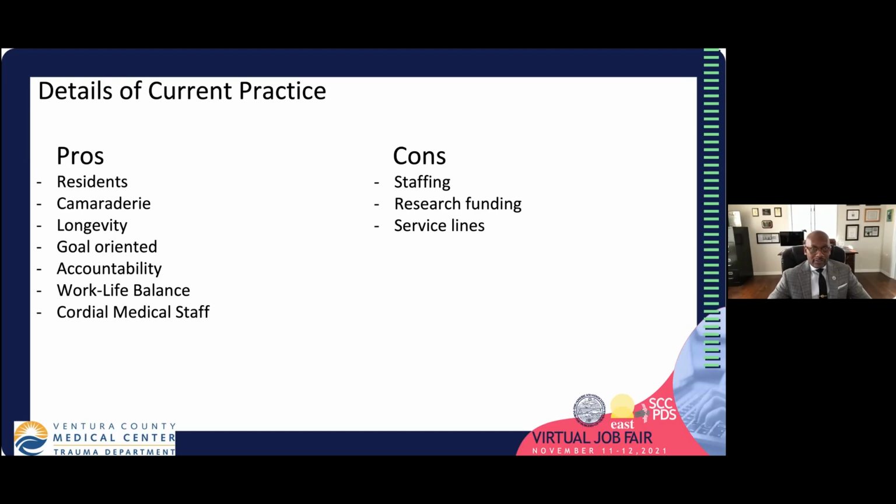Now, some of the cons are staffing. Everyone has problems with staffing, and ours ebbs and flows, and we tend to work along with the administration to push for the staff that we need. And we lack research funding. We do research, but we're trying to push to get that incorporated into our algorithms so that we can do more of it. And then service lines, we want to create service lines, and that's something we're working with the administration on in terms of making happen.